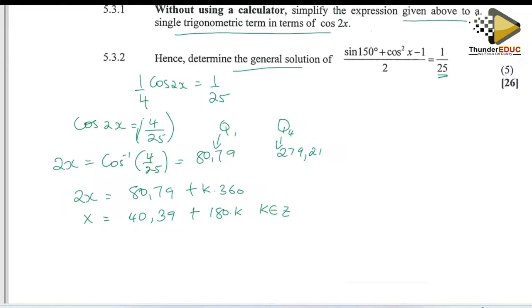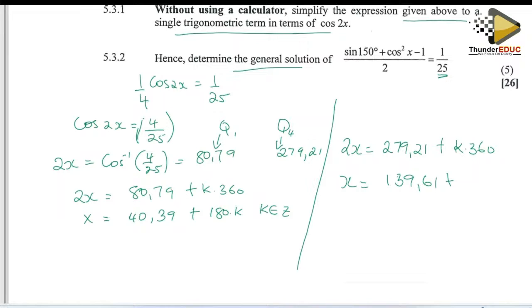K is an element of the integers. That's the first quadrant. And then in the fourth quadrant, I'll have 2x is equal to 279,21 plus k times 360. Divide by 2. That's going to give me 139,61 plus 180 times k, k an element of the integers. So that's how we would get those general solutions.